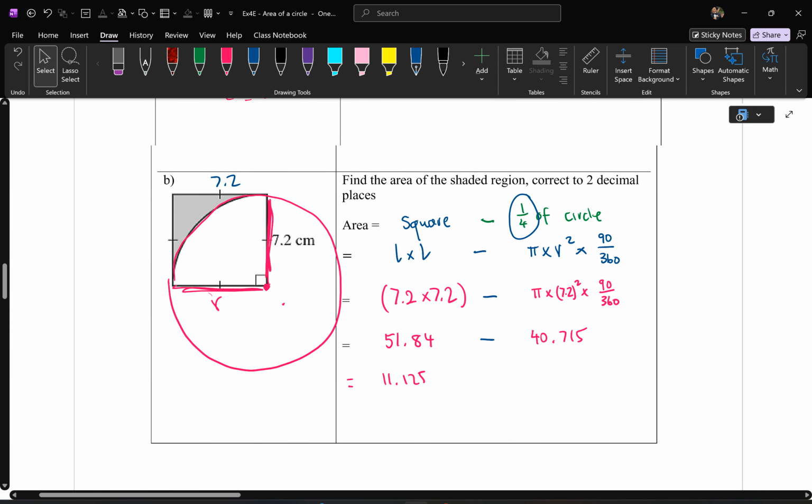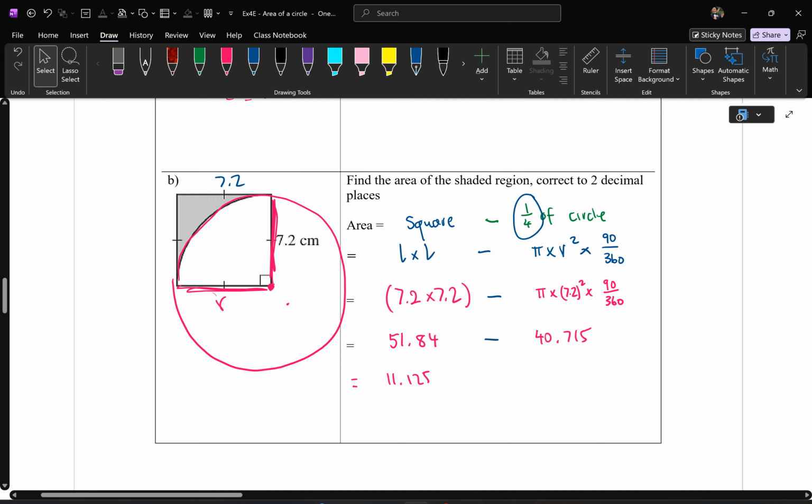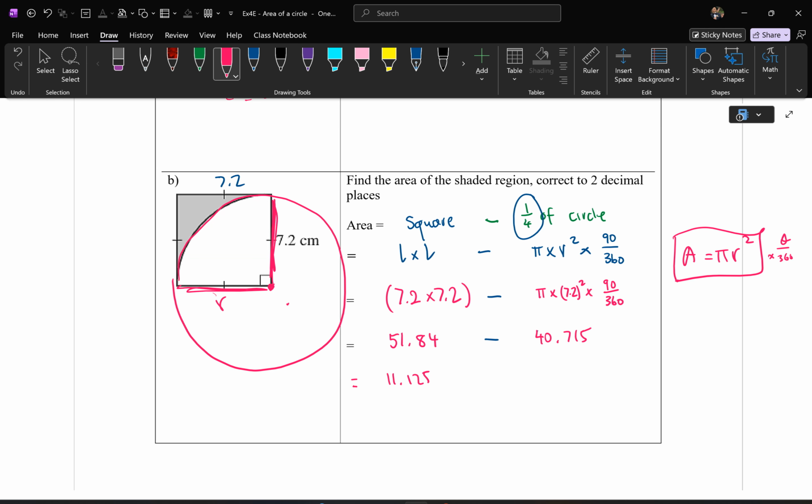Other than that, that's it for today's lesson. There was only one rule, one formula. At a year 8 level, area of a circle was equal to pi times radius squared. I only added on that extra times 90 over 360. Okay? All right, team.